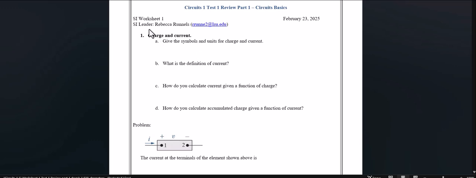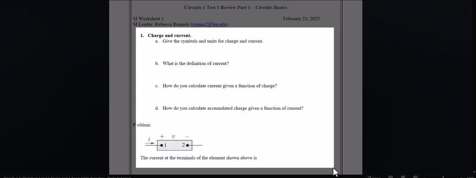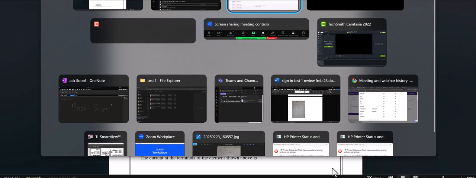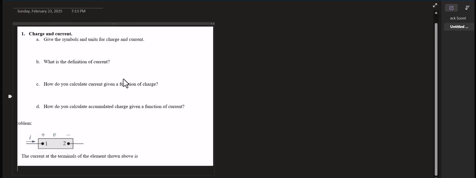All right. So we're going to start with charge and current, and just some of the basics. Make sure you know these because I have been surprised by people in circuits who didn't know some of these things. So we want to make sure that we know them. So the symbols and units for charge and current.